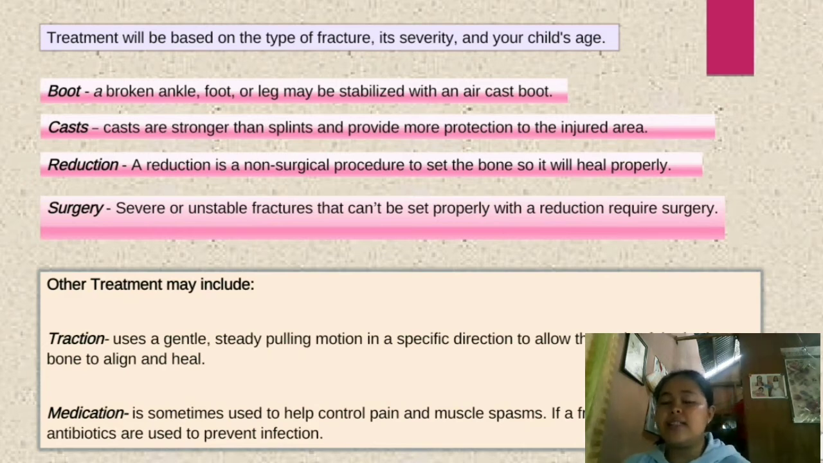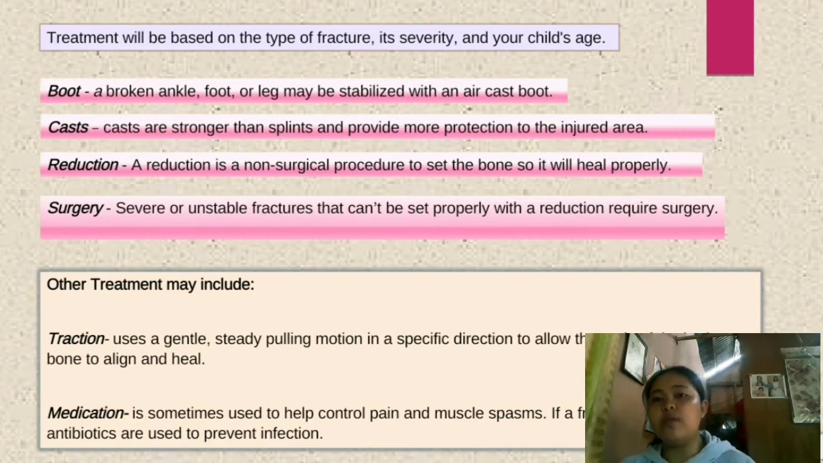Next is cast. Casts are stronger than splints and provide more protection to the injured area. Casts have two layers, a soft inside layer that rests against the skin and a hard outer layer that protects the injured bone and prevents movement while the bone heals. The type of cast used will depend on the type of fracture.